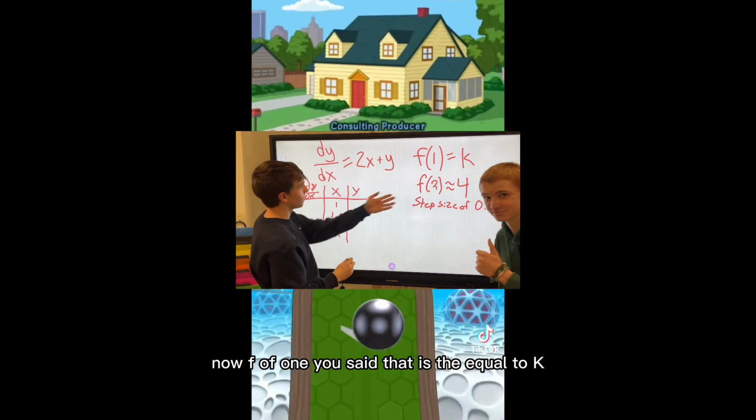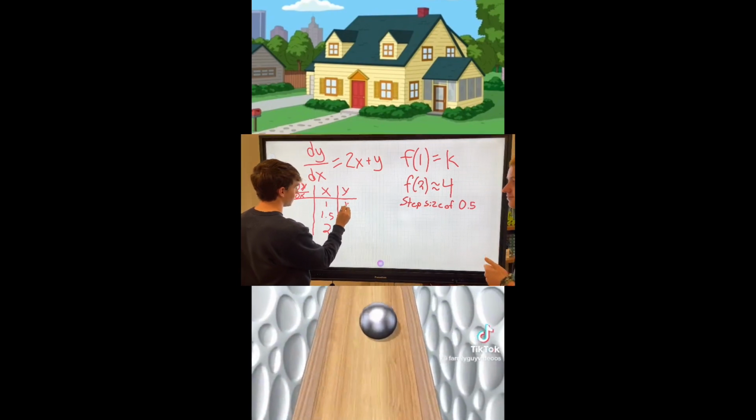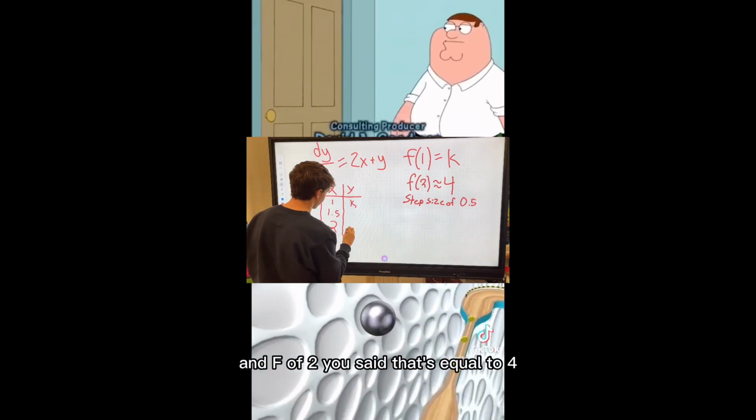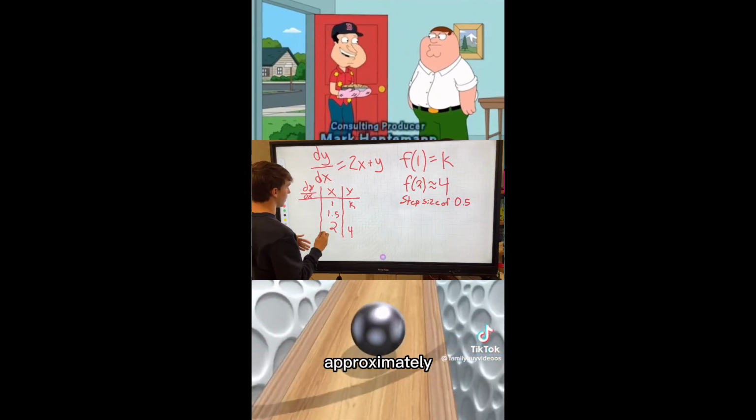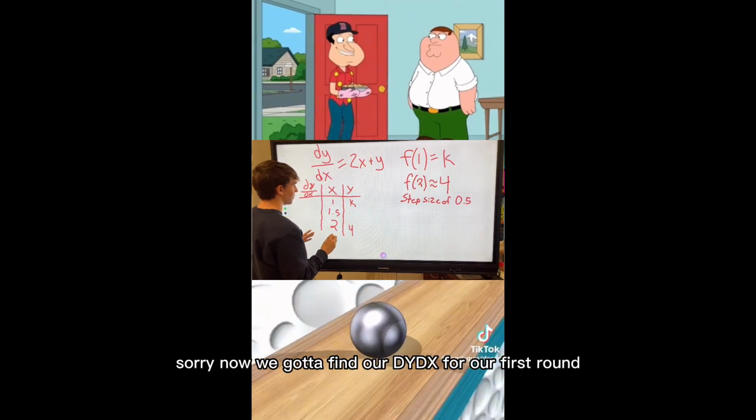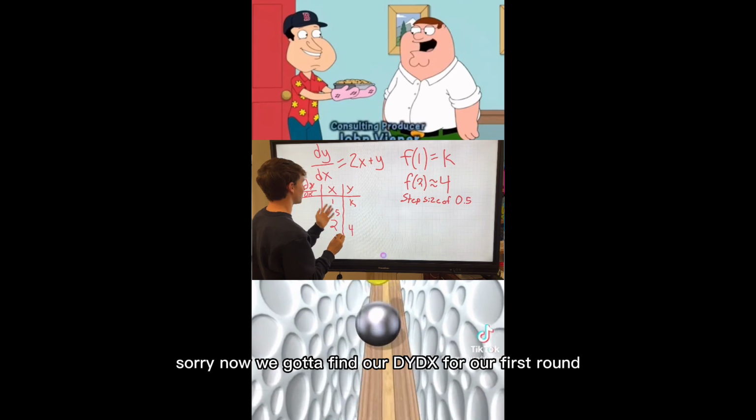Now f of 1, you said that is equal to k. So I'm gonna go with that. And f of 2, you said that's equal to 4. So we're gonna go with that. So now we have to find our y approximately equal to 4. Sorry. Now we gotta find our dy/dx for our first value.